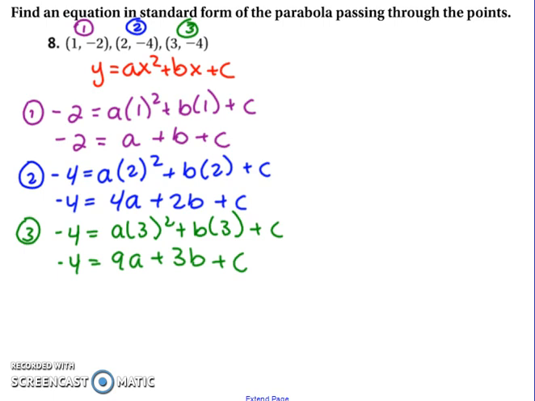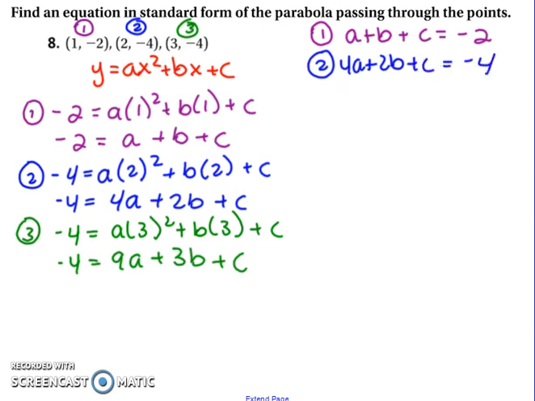So I'm just going to order these a little bit nicer. So I'm going to say that the first equation is a plus b plus c equals negative 2. The second equation is 4a plus 2b plus c equals negative 4. And our third equation is going to be 9a plus 3b plus c equals negative 4.